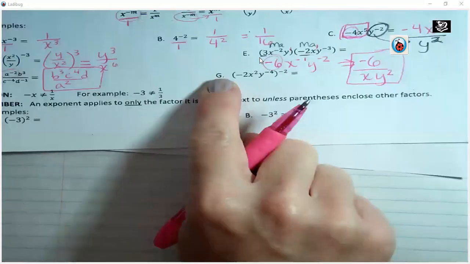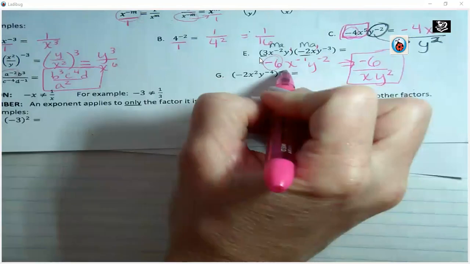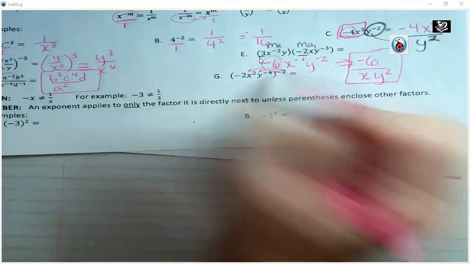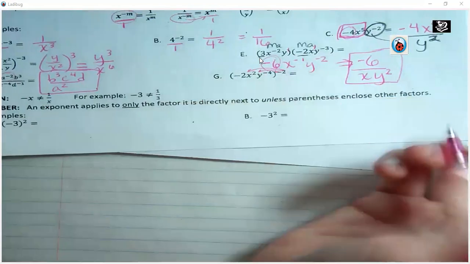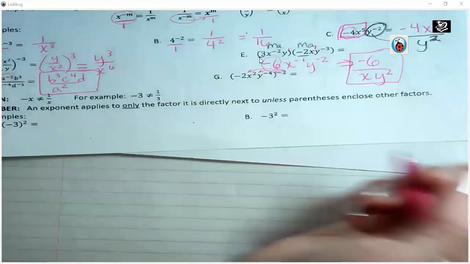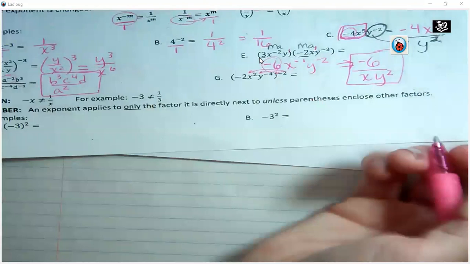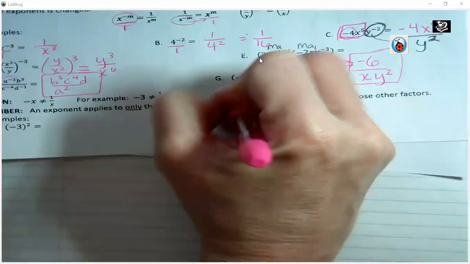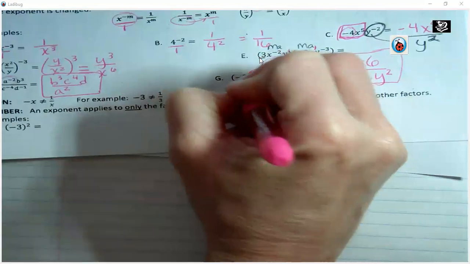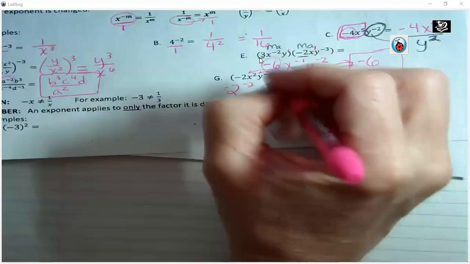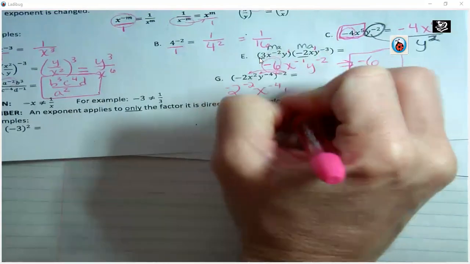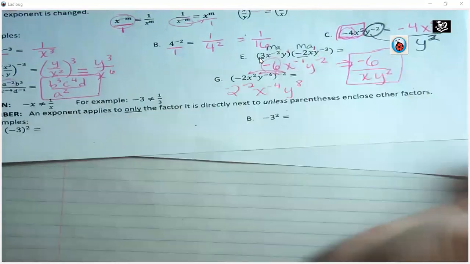All right, on G, I am going to distribute this -2 first. Again, there's multiple ways to do these. You can and get the same answer as long as you keep working on them till you get it simplified. All right, so this would be -2 to the -2. This would be x to the -4 because you'd multiply those, and y to the +8.